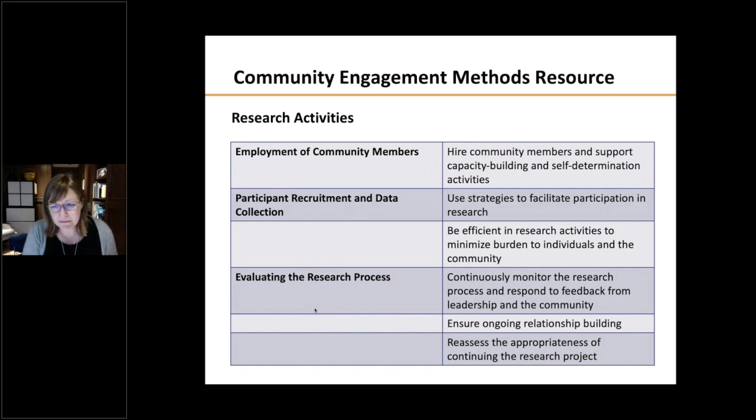In terms of participant recruitment, again, here we want to think about strategies that make it easy for people to participate. So making sure that there are mechanisms in place to support elder care or child care if you need people to be participating in research like a talking circle or a survey or some data collection.